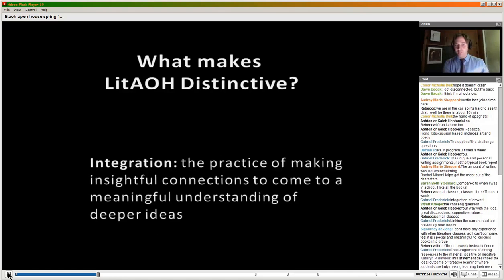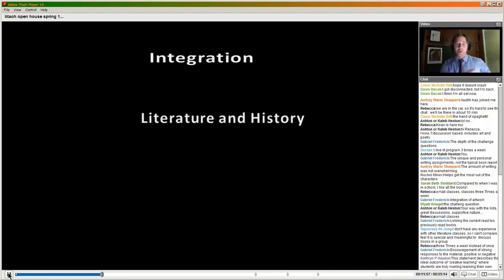And I've already seen a couple of examples in the chat of what we do. Okay. So Catherine, you're saying the statement describes the ideal outcome of creative learning where students are truly making learning their own. That's interesting. I don't know much about creative learning. Maybe I'll come back to that. That might be an interesting topic to see how what I do might be a little bit different from the process of creative learning. So first thing I want to look at is literature and history.